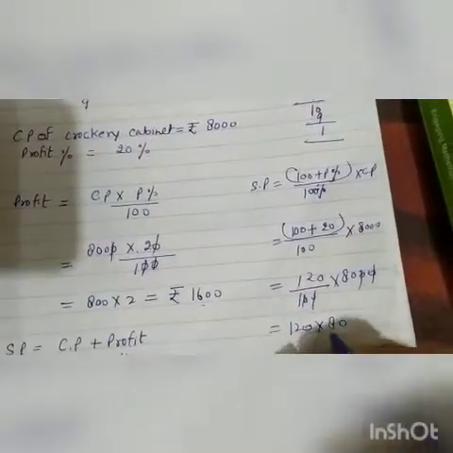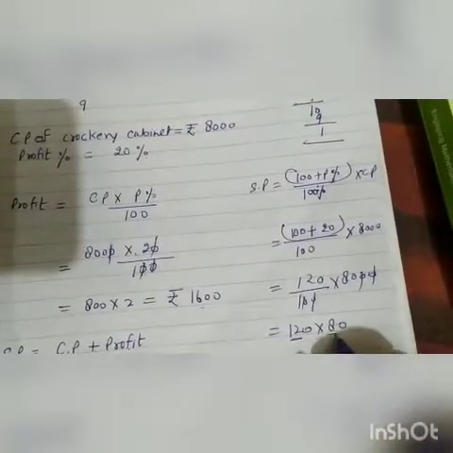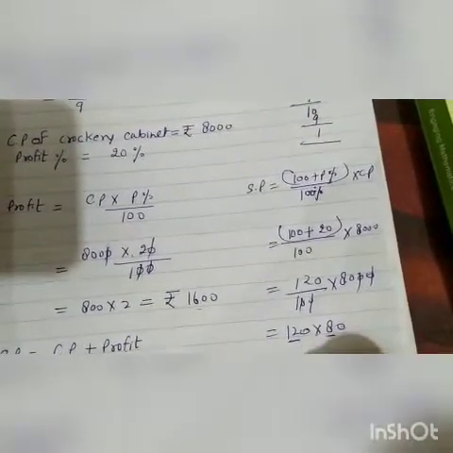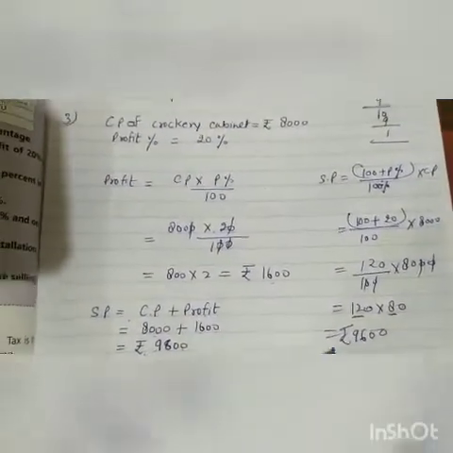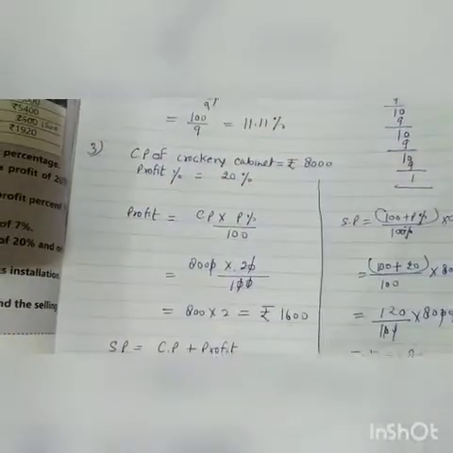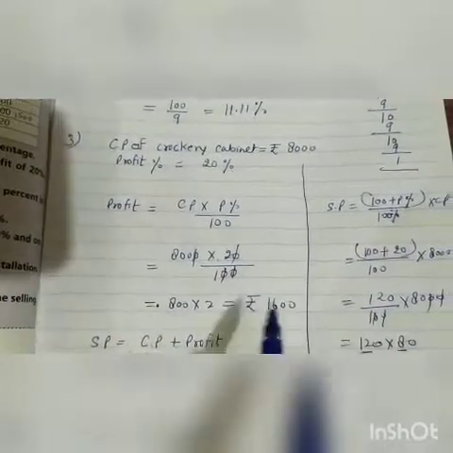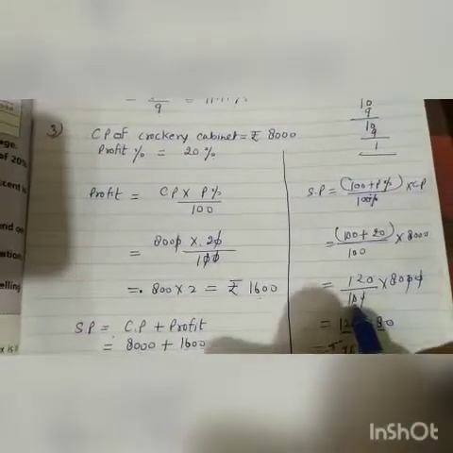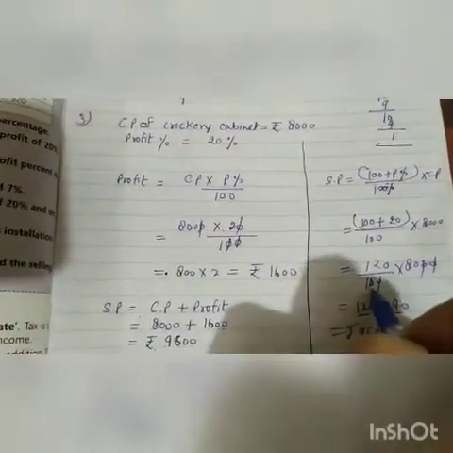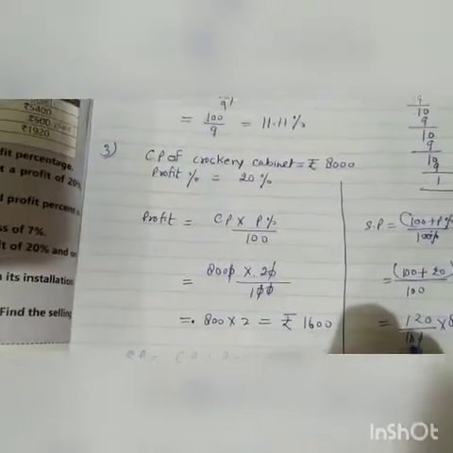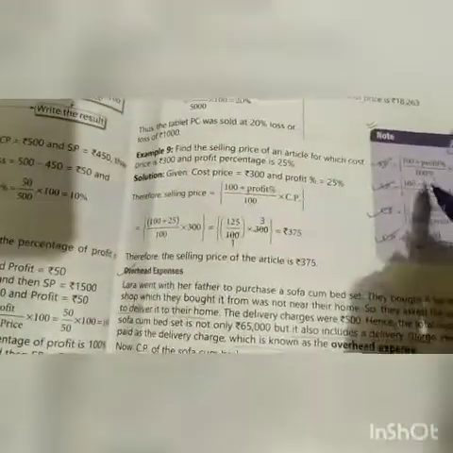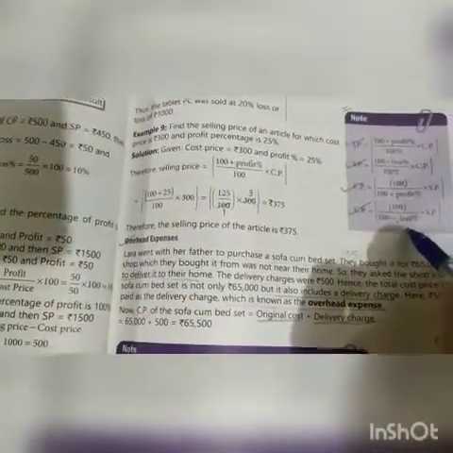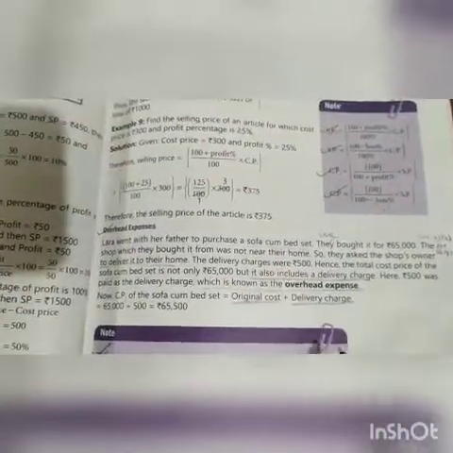120 into 80. 12 8s are 96. Then these two 0s. See, both the answers are the same. Either you can do this one or you can do this one also. It is your choice. Okay. So you will write these 4 formulas before starting question number 2. Then you will do question number 2, 3, 4.